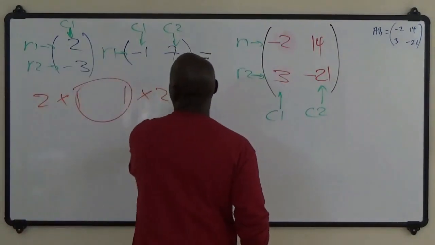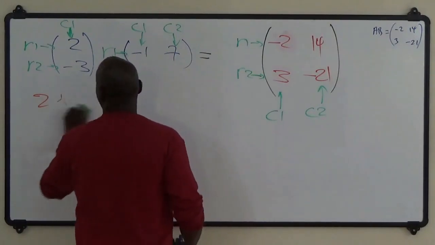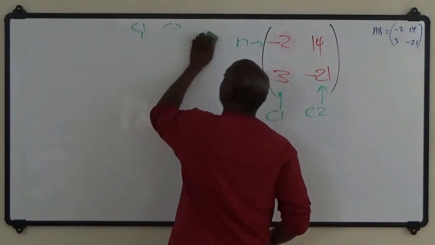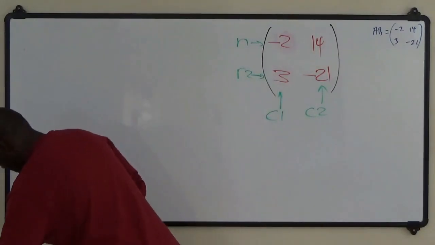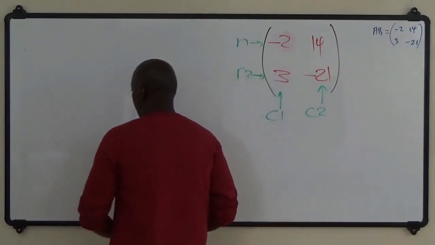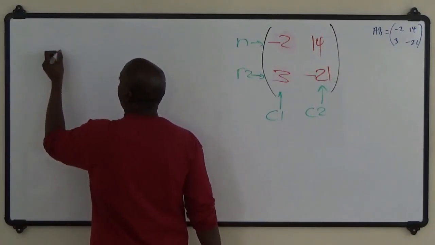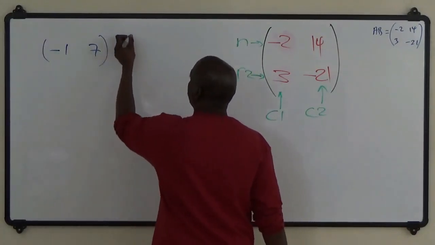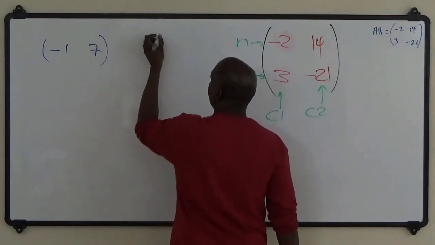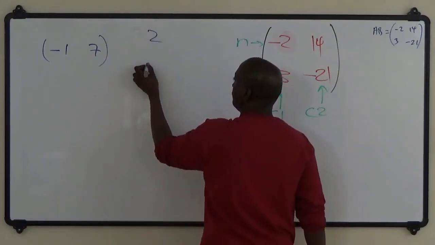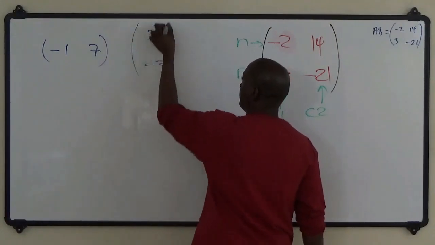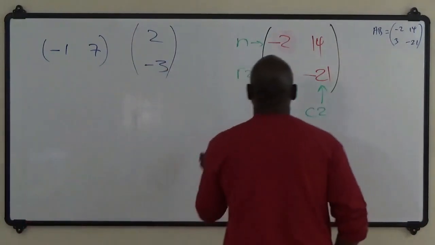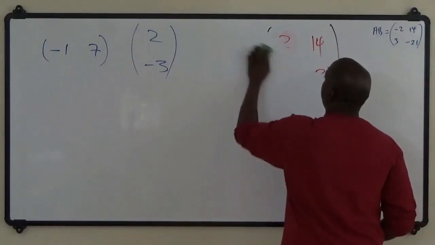So BA would be minus 1, 7 and 2, minus 3. Alright? So B would be minus 1, 7 multiplied by 2, minus 3. And we rub it off now to get the final answer.